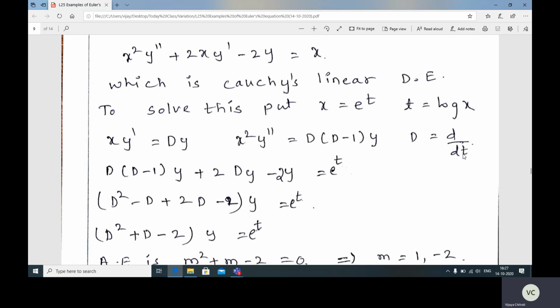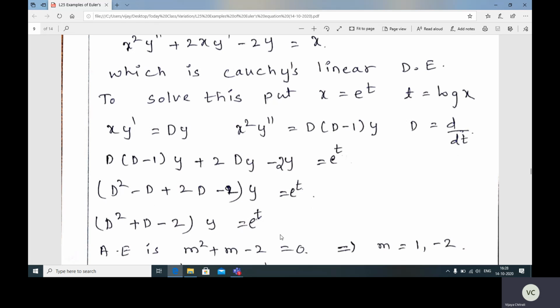Now substitute this in the above equation: D(D minus 1)y plus 2Dy minus 2y is equal to e^t. So multiply this D to this whole term: D² minus D, and this plus 2D minus 2, because y is common for all the terms. Take it outside. So inside will be D² minus D plus 2D minus 2. Minus D plus 2D is plus D. So the next step is (D² plus D minus 2)y is equal to e^t.